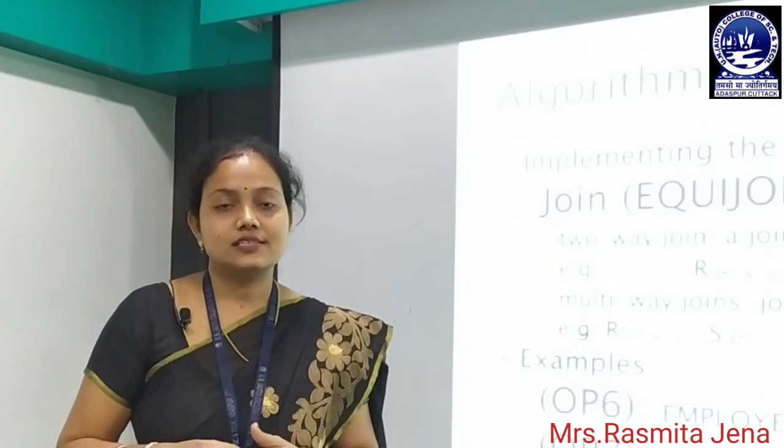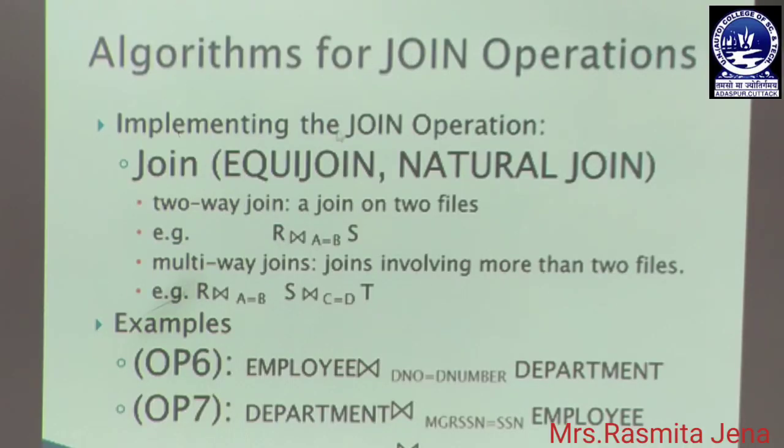Let us see the slide. The algorithm for join operation: suppose we want to implement the join operation that we have already discussed in relational algebra, that is equijoin and natural join. This is a two-way join on two files. That means, we have two files, R and S, two relations, and they are joined based on their attributes A and B, and this is a multi-way join operation.